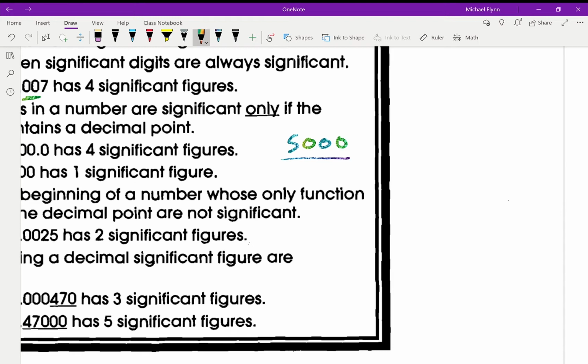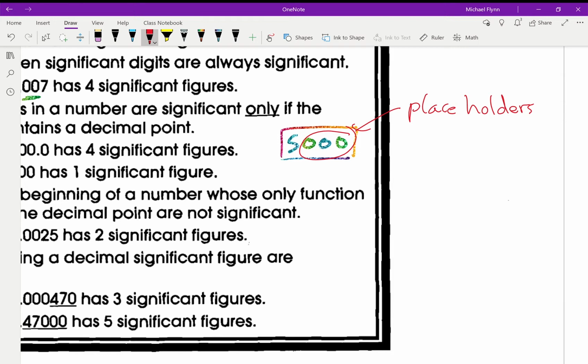So these zeros here that I'll circle in red, those zeros are placeholders. In other words, they are there so that I can tell you what the size of the number is going to be, 5,000. There's no way for me to write 5,000 with just the 5. I have to include the zeros.